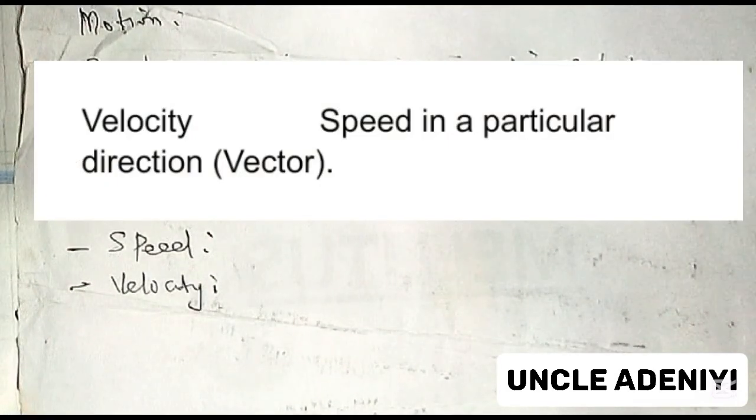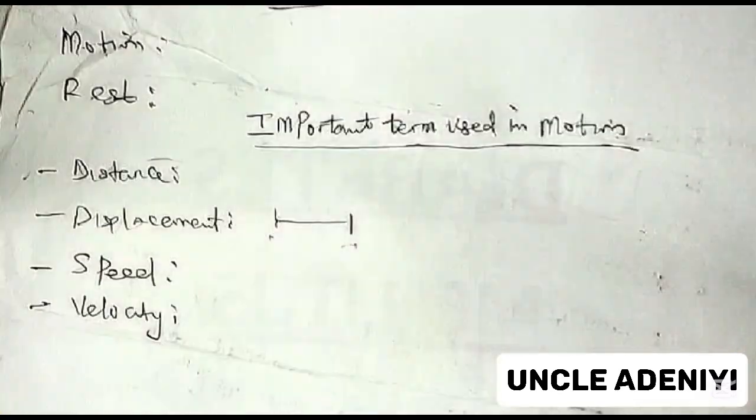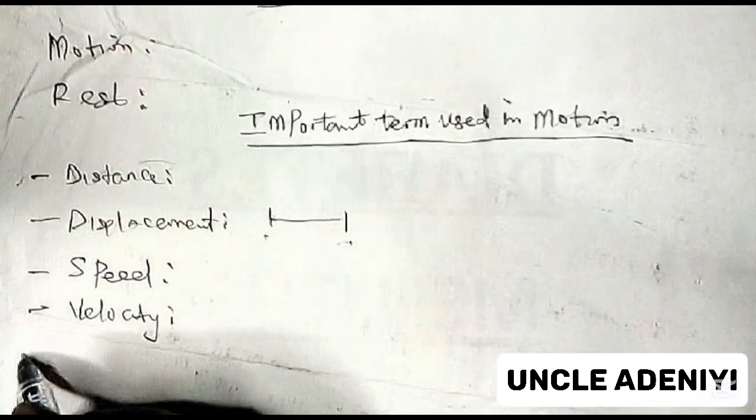Let's move on to velocity. Velocity is the rate of change of speed in a particular direction. Velocity is a vector quantity. Do you understand? By now, you should understand what a vector quantity is. Now, let's move on to acceleration.